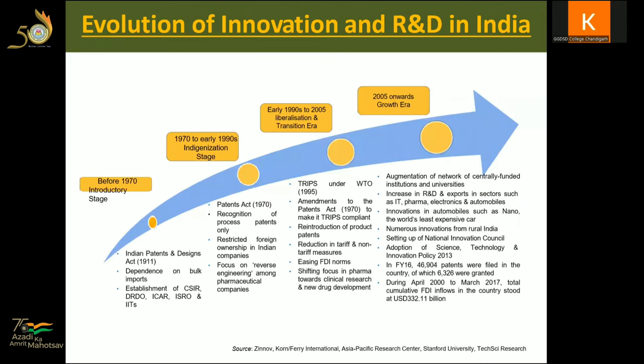Now, as far as the Indian market is concerned, look at how the R&D activities have moved right from 1970 till today. Earlier, in 1970, we were more dependent on the import of the product. And in order to reduce the dependence on imports, we started establishing certain research organizations. We are not that innovative, or we do not have that much R&D capability. So we thought, okay, we should do something where we can restrict the import.